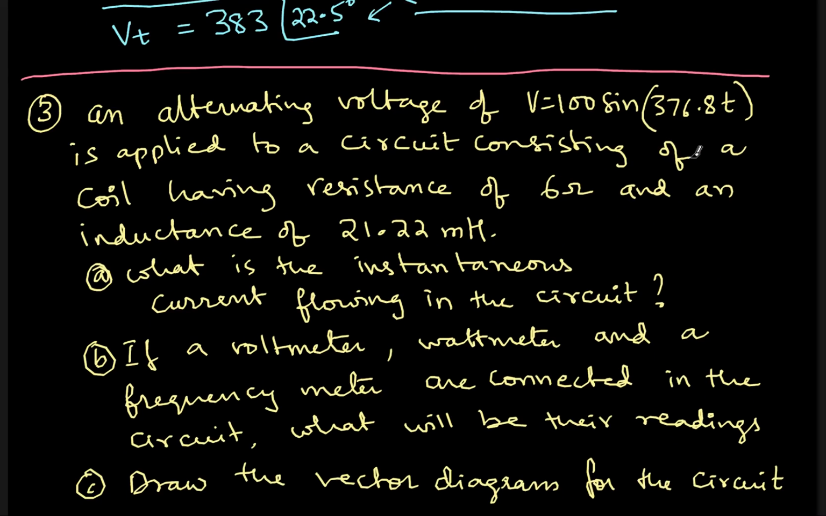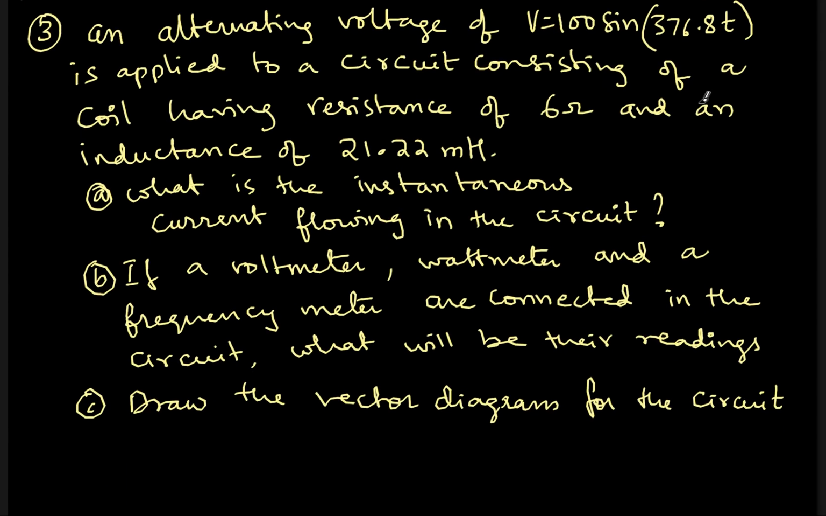So let's look at one more problem. An alternating voltage of V equal to 100 sin 376.8 t is applied to a circuit consisting of a coil having resistance and an inductance. The resistance and inductance values are given. What is the instantaneous current flowing in the circuit? Whenever you see instantaneous, you have to write it in the form of i of t. So the question is, what is i of t? I want to write it as an expression. And if a voltmeter, wattmeter and a frequency meter are connected in the circuit, what will be their readings? And draw the vector diagram.